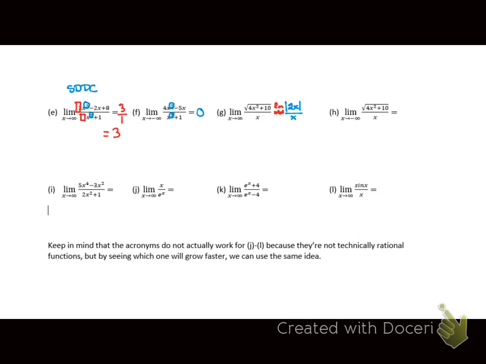Now we'll go ahead and do what we need to do. Because it's going to positive infinity, if it's positive on top, it stays positive, and if it's positive on bottom, it stays positive. So we just end up with SDDC giving us 2, because they're the same exponent, 1 on top and 1 on the bottom.